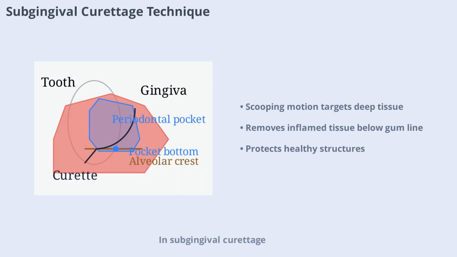In subgingival curettage, the technique involves a scooping motion to remove tissue between the pocket bottom and the alveolar crest. This approach allows for the effective removal of deeper inflamed tissue that cannot be accessed with more superficial methods. The procedure is performed carefully to avoid damaging healthy structures while ensuring thorough cleaning.